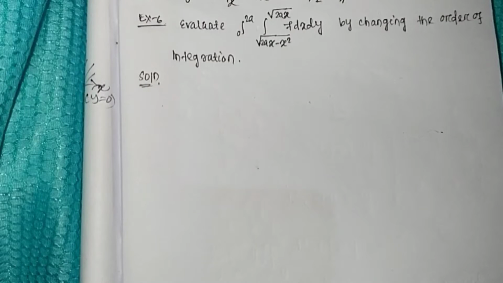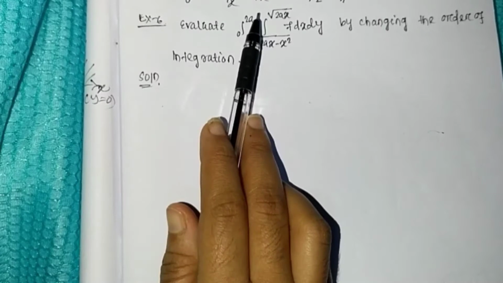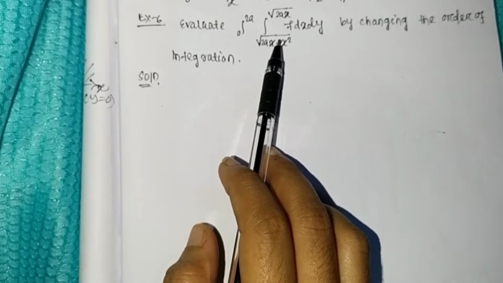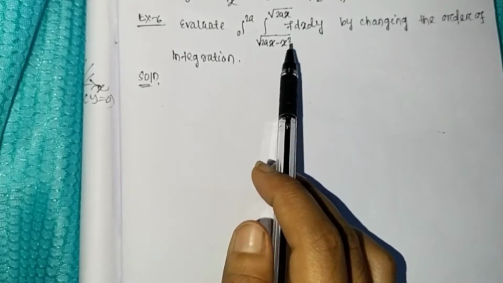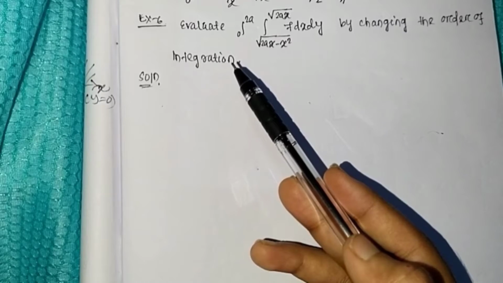Hello students, in this lecture we are going to learn some more important examples of double integration by changing the order. So now this is our example. Evaluate the integration from 0 to 2a, integration from root of 2ax minus x square to root of 2ax, f dx dy, by changing the order of integration.